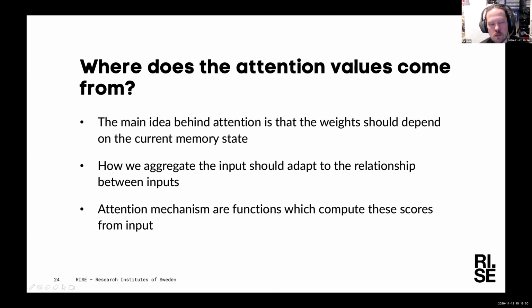So this is where, before we dive into the complexity, I'll just briefly mention the main idea behind attention.